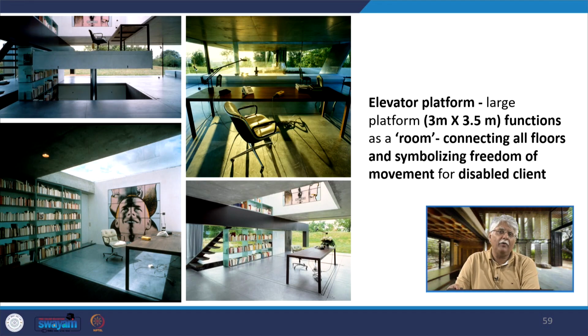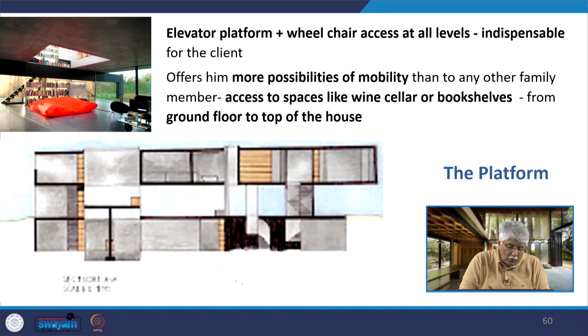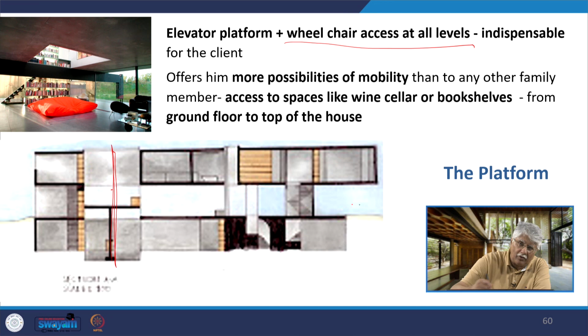And the most important point which grants accessibility to the client is this elevator platform in the house. It is like an elevator, but it has a room-like platform on top of it, 3 by 3.5 meters, which functions as a room connecting all the floors and symbolizes the freedom of movement for the disabled client. It moves up and down through the house at all floor levels, and in fact there is also wheelchair access on all floor levels. So once he comes out of the platform and wants to move around the floor level, he can move easily through wheelchair, and so the entire system is indispensable to the client.